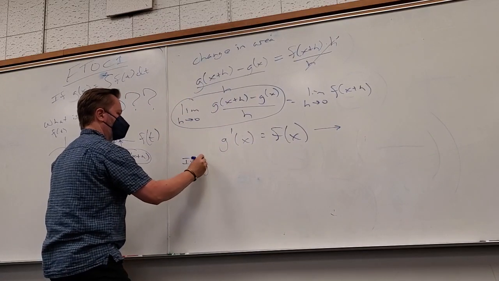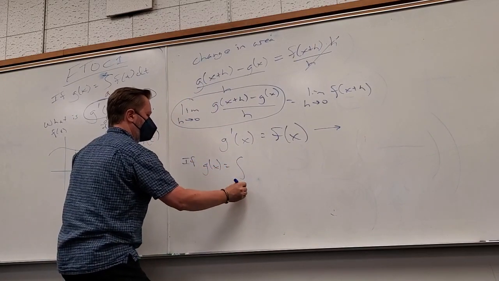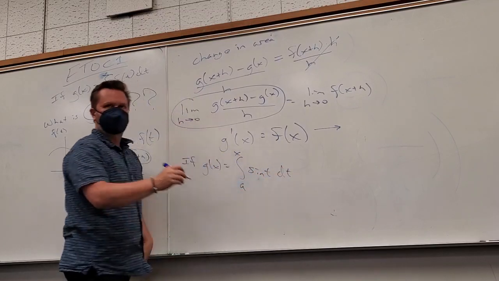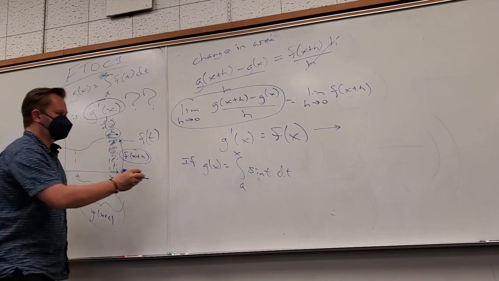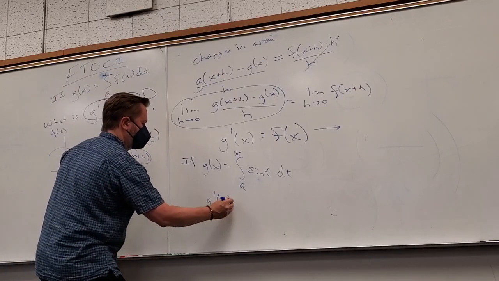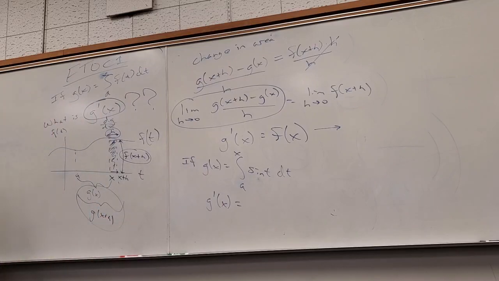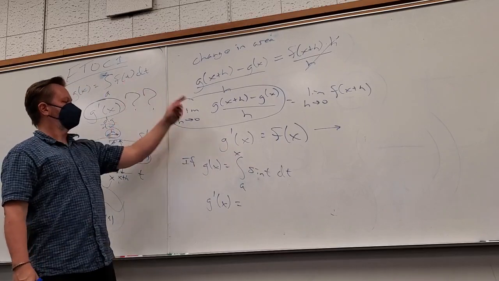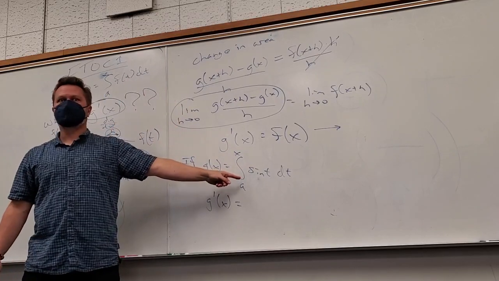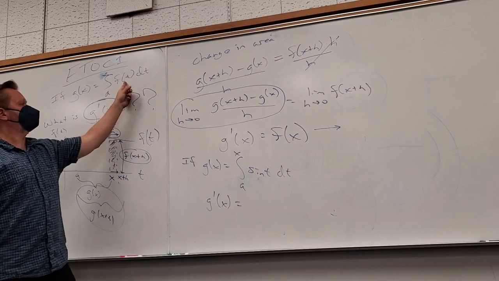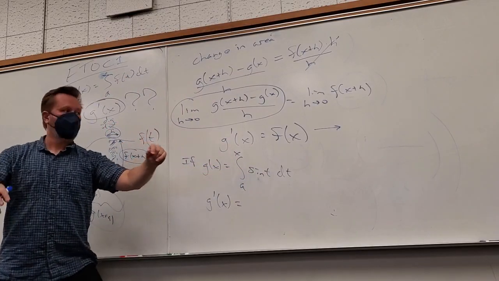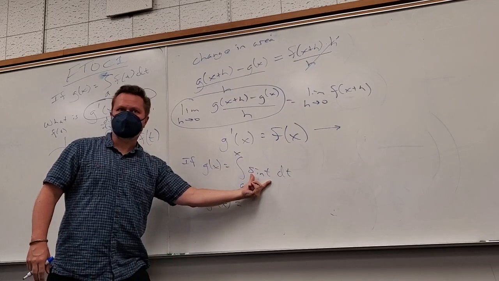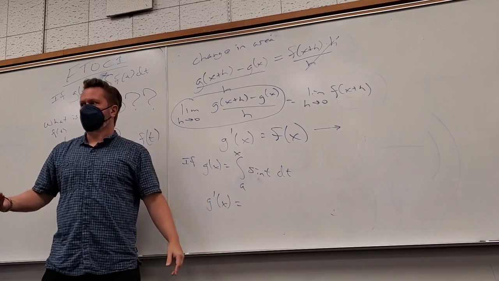If g of x is the integral from a to x of sine t dt, what would g prime be? Sine. Yes, because what's f of t? Sine t. And what did we just say g prime is? f of x. So what's f of x? If f of t is sine t, f of x is sine x.